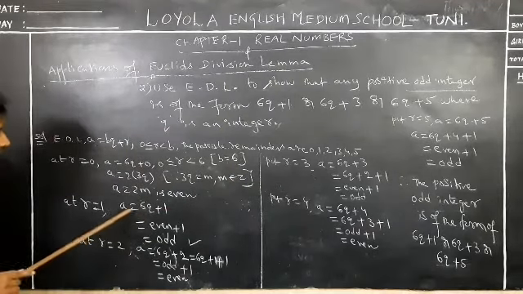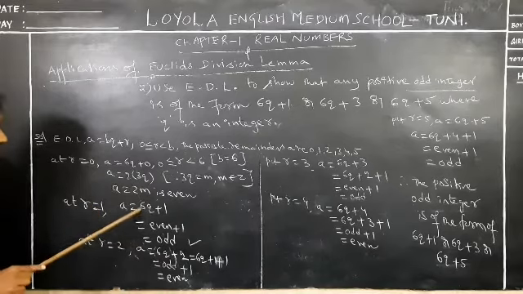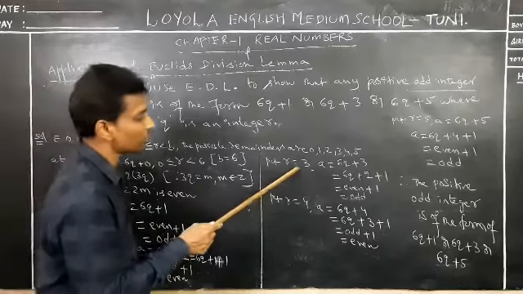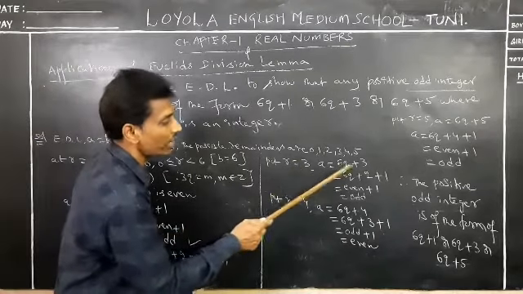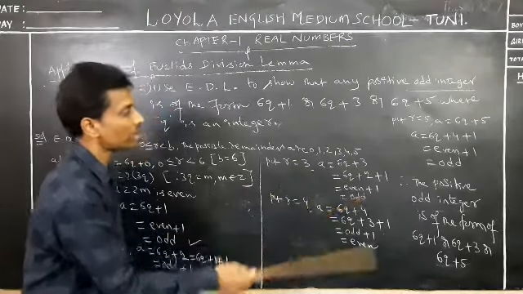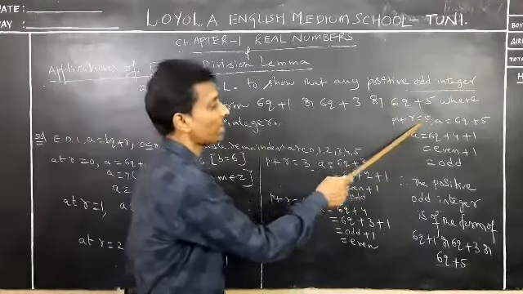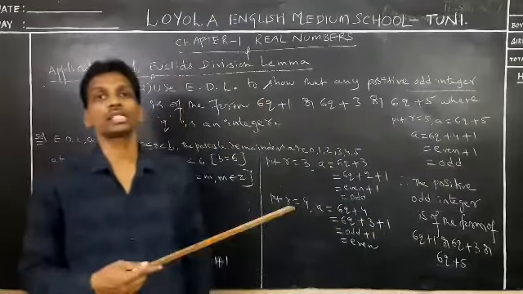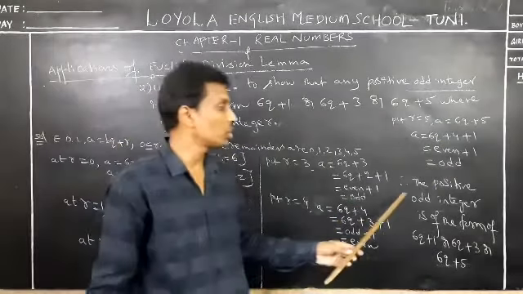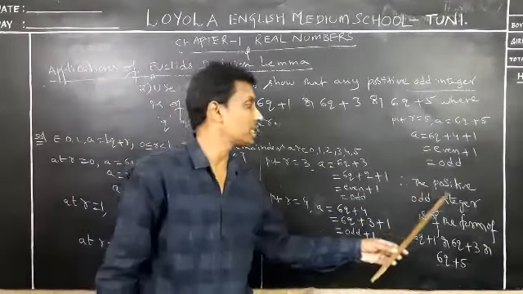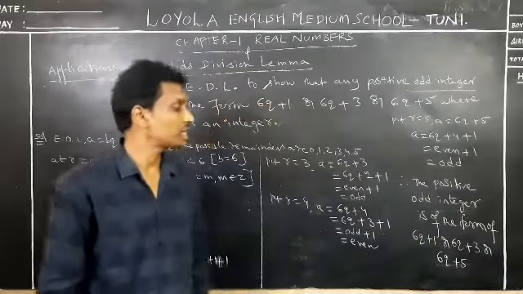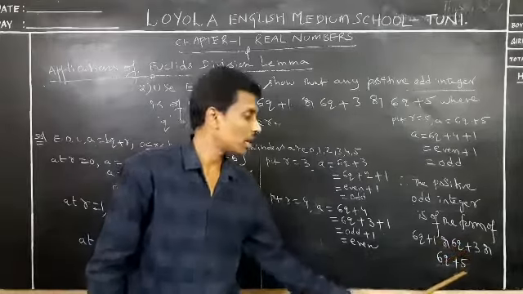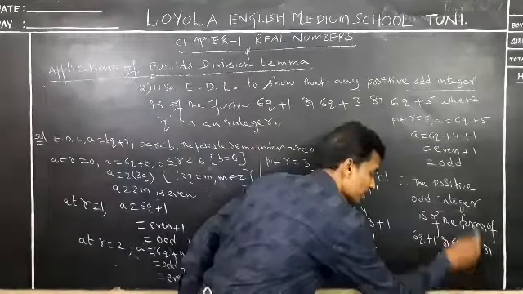You see, on substituting r is equal to 1, the value of 6q plus 1 is an odd number. On substituting r is equal to 3, the value of 6q plus 3 is an odd number. On substituting r is equal to 5, the value of 6q plus 5 is also an odd number. From this explanation, we came to know the conclusion. That is, the positive odd integer is of the form of 6q plus 1 or 6q plus 3 or 6q plus 5. Enough.